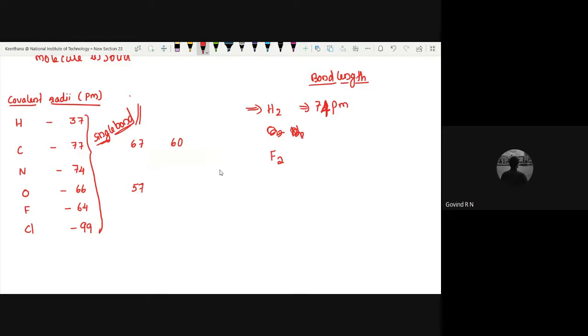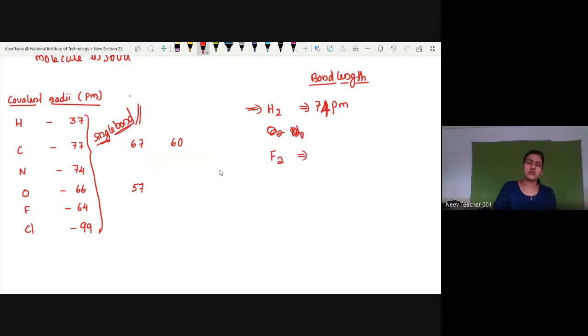Should we keep in mind these covalent radii? No, it's not needed. I don't think they will ask about covalent radii and bond length. Normally, they will give the value if they're asking. I just wrote this to introduce these things. You don't need to study these things; they will not ask. So 128 picometer.